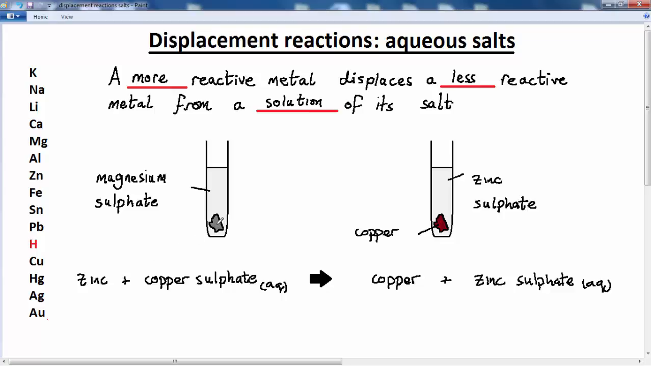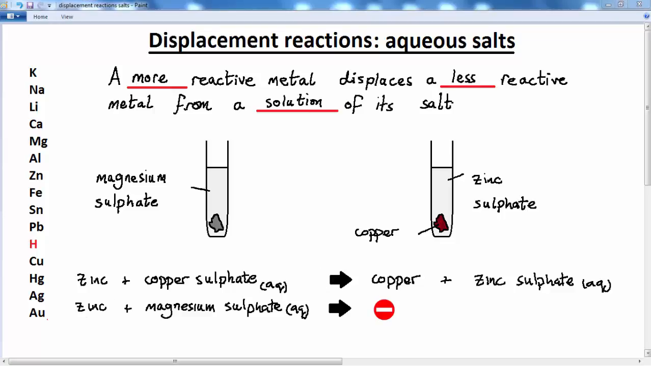When we add the zinc to magnesium sulfate, well, zinc is now below magnesium in the reactivity series, and so it's unable to displace magnesium from its solution. So this reaction doesn't go, hence the no entry sign. And that's because zinc is lower down in the reactivity series than magnesium.